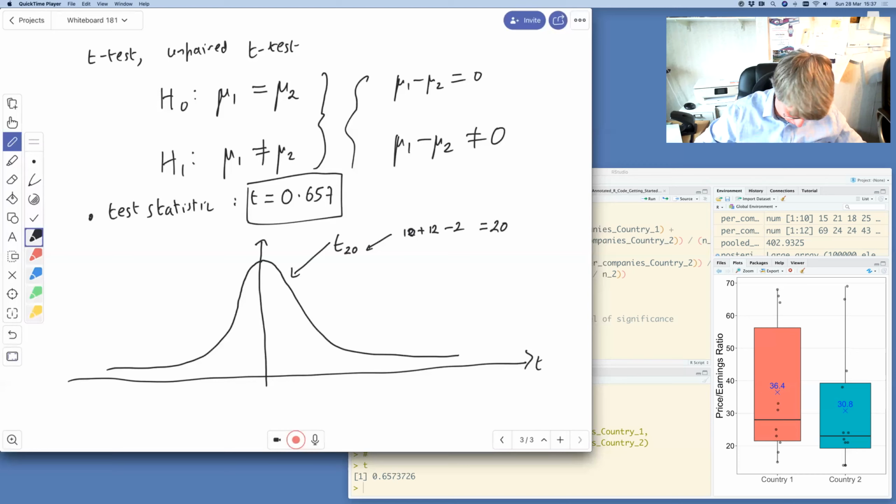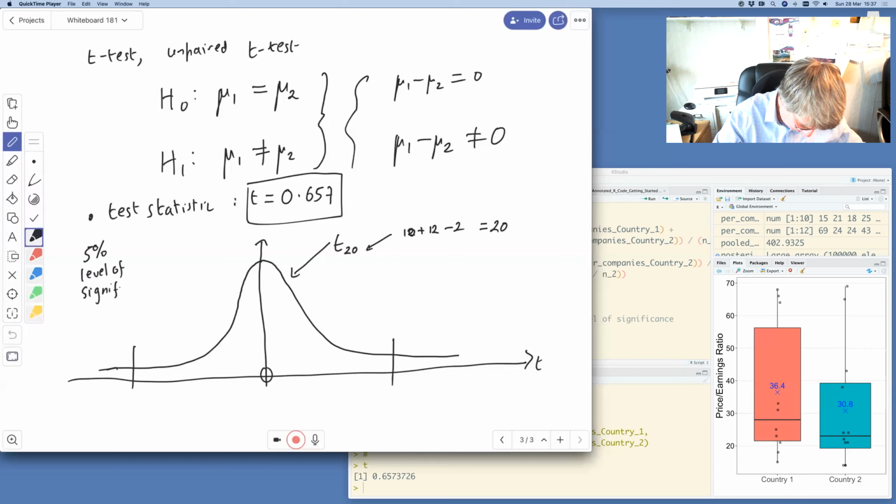What do we actually do when we do a statistical test? We look at the distribution of the test statistic under the null hypothesis, and we fix a level for the test. We usually test at the 5% level of significance, which means that we cut off 2.5% in each tail.